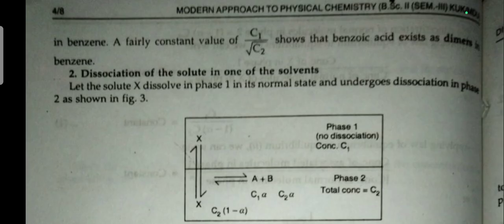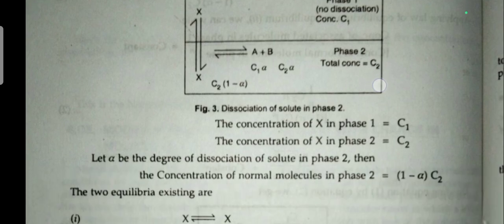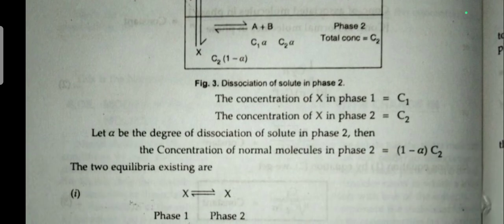Dissociation of the solute in one of the solvents. Let the solute X dissolve in phase 1 in its normal state and undergo dissociation in phase 2 as shown. The concentration of X in phase 1 is equal to C1 and concentration of X in phase 2 is equal to C2. Let alpha be the degree of dissociation of solute in phase 2. Then the concentration of normal molecule in phase 2 is equal to (1 minus alpha) C2.